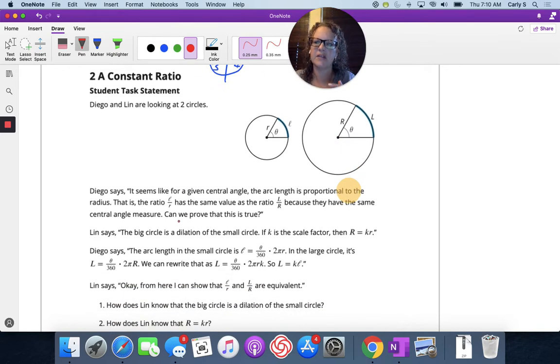I'm going to read this first and then we'll work through it. So Diego and Lynn are looking at two circles, right here and right there. Little r, theta, little l is my length of my arc, the radius, and the measure of the central angle. Big R, big L, and the central angle hasn't changed because remember when things dilate, your angle measure does not change, it's congruent.